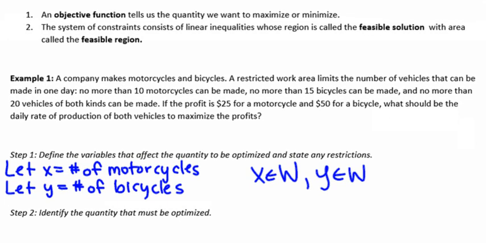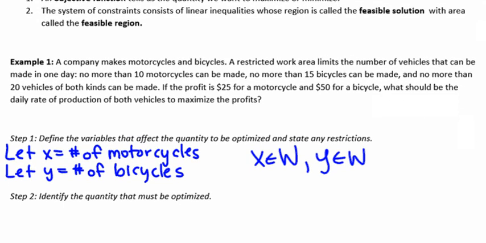Step 2, identify the quantity that must be optimized. So I talked about that already. What are we optimizing here? Whether it's the max or the min, well, it says maximize the profits. So profit must be maximized is what we want to write here.